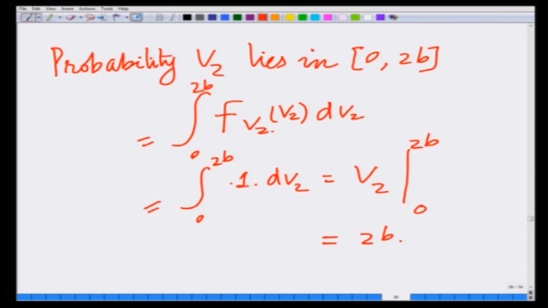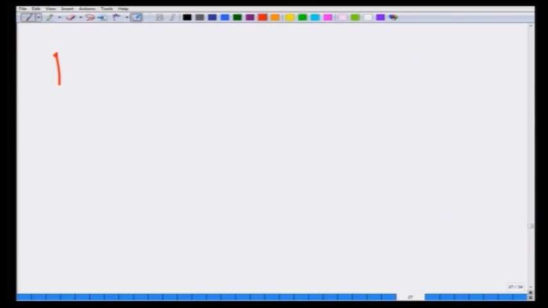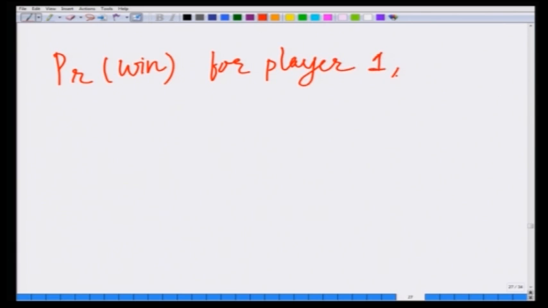And therefore, what we have shown is that the probability that the valuation V2 of player 2 lies in the interval 0 to 2B is equal to 2B, and therefore, this is the probability that player 1 wins the auction. Therefore, the probability of win for player 1 as a function of his bid B is 2B.